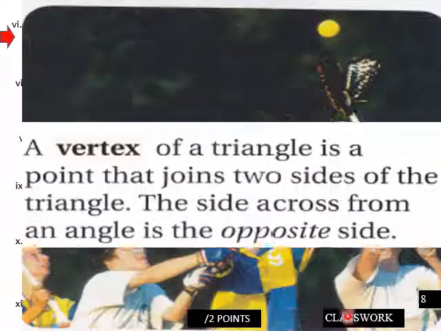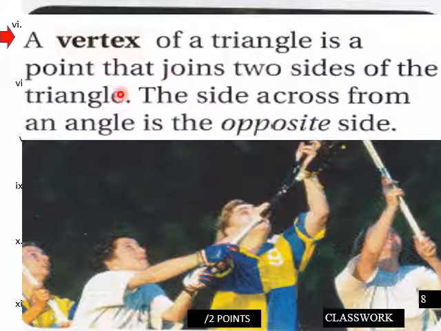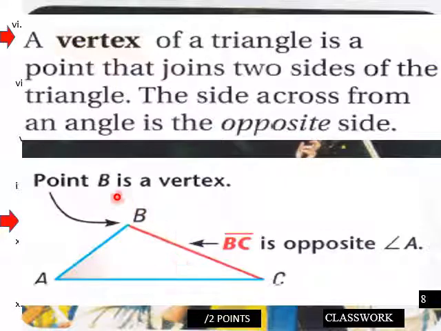Page 8 in your classwork. A vertex of a triangle is a point that joins two sides of the triangle. The side across from an angle is the opposite side. So for example, point B is the vertex. Line BC is opposite of angle A. Here is the opposite side because it points to this side here.